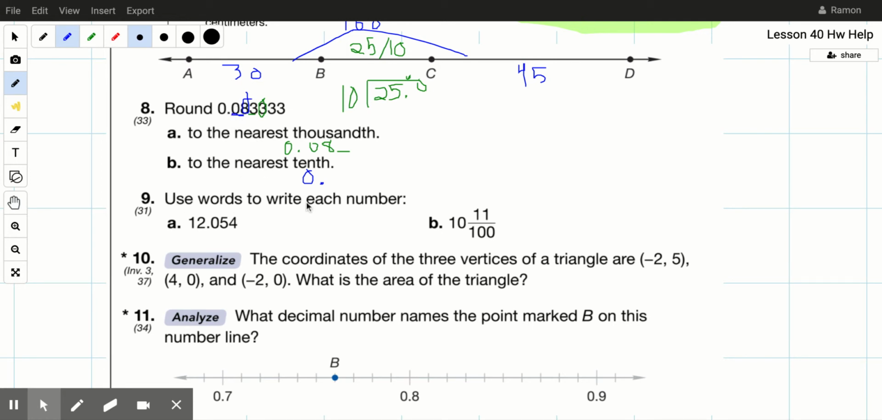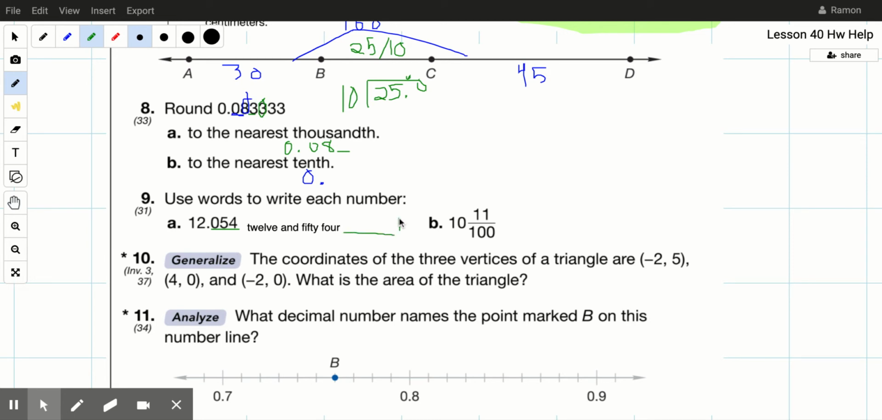Number 9, use words to write each number. So we have the typing function that I can use. So remember that 12 is 12, that any decimal can be represented in word form as the number itself, which is 54, and then the place value. So that's going to be up to you to determine what the place value of the decimals are. And that's going to be the final part of this.